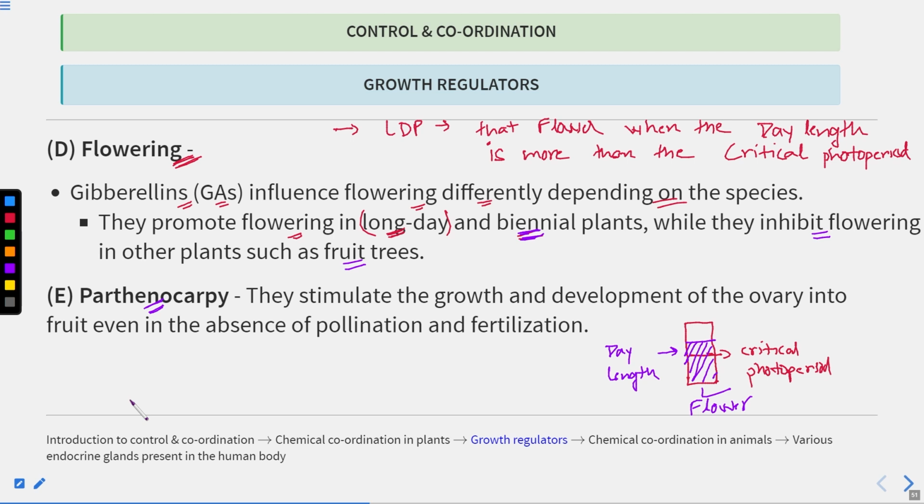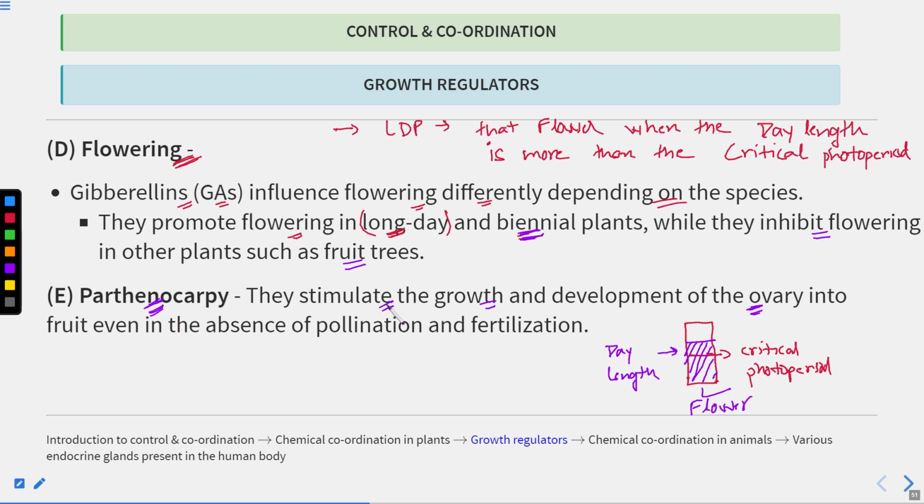So auxins also promote parthenocarpy. Now let's study about gibberellins. Gibberellins also stimulate the growth and development of the ovary. We have already discussed that the ovary develops into the fruit and ovules develop into the seeds. So gibberellins also promote parthenocarpy.